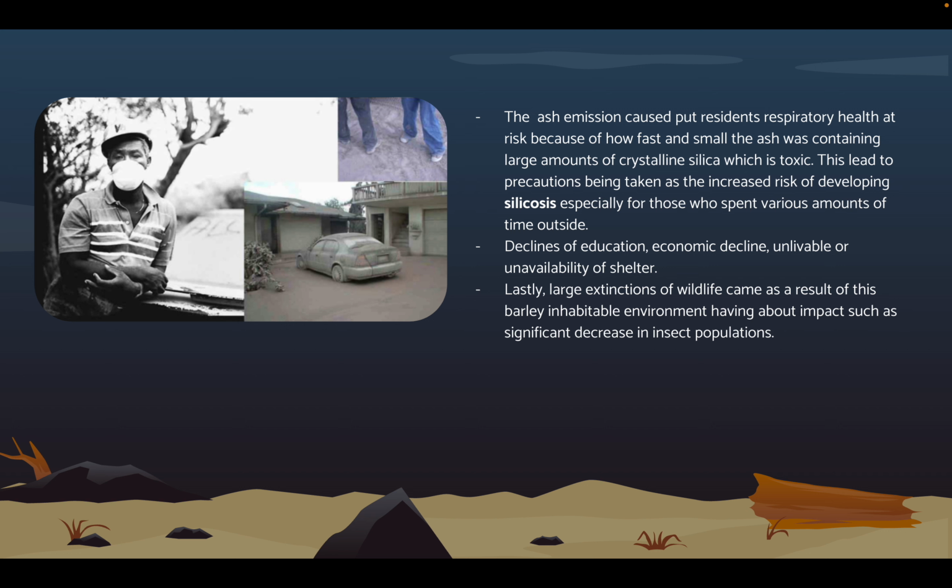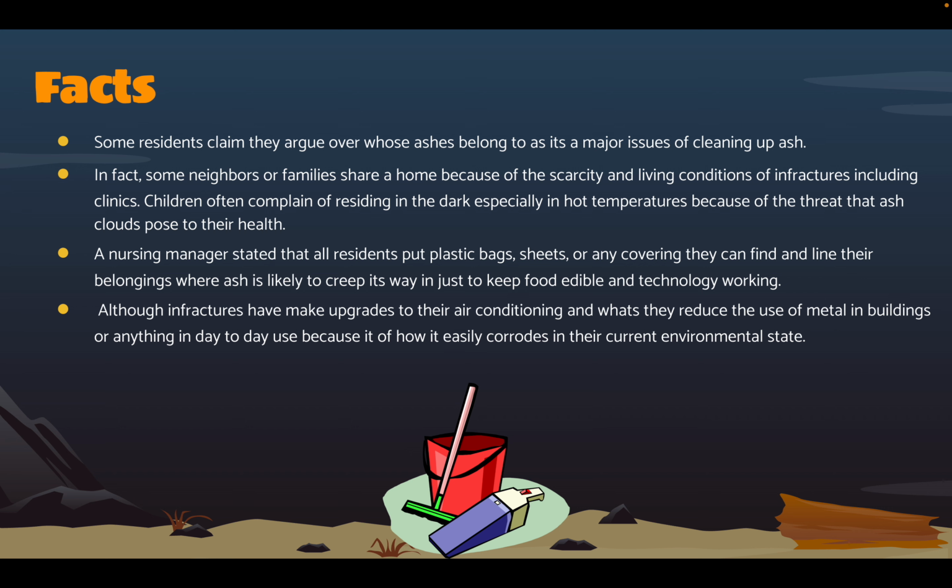And because of all this ashfall making low shelters, and the vegetation wasn't that great, there was obviously a decline in education, probably because there were not enough teachers, economic decline, and unavailability of shelter because residents were constantly leaving because of the conditions on the island. So some facts: people would actually fight over the ash, right? There was so much ash that they started giving each other responsibilities in terms of property of the ash.